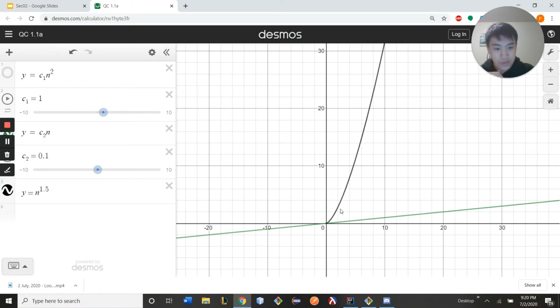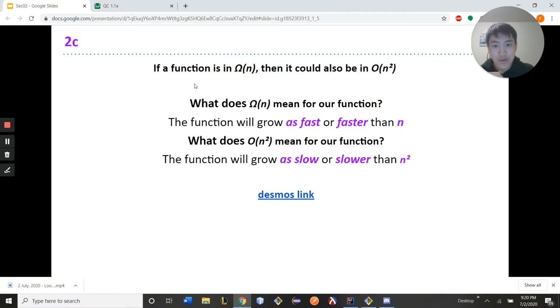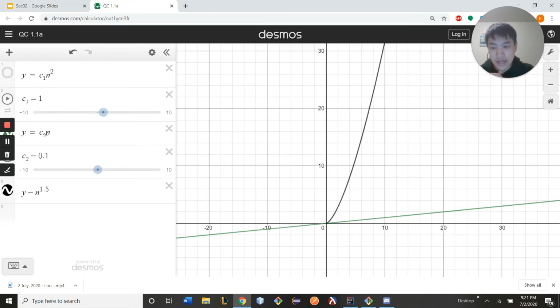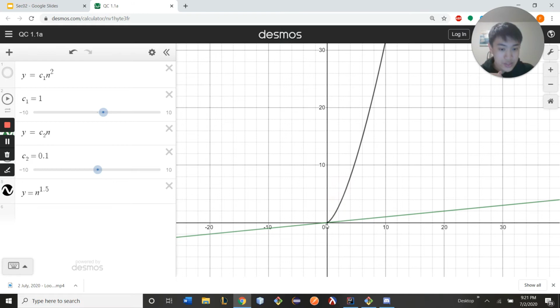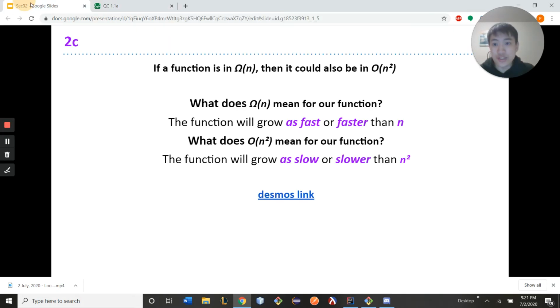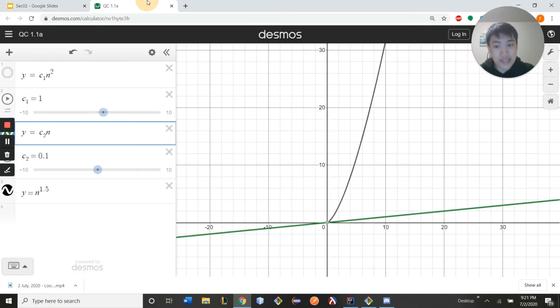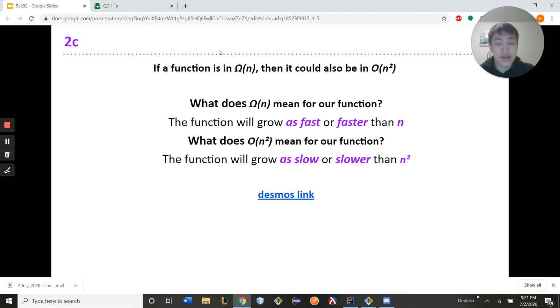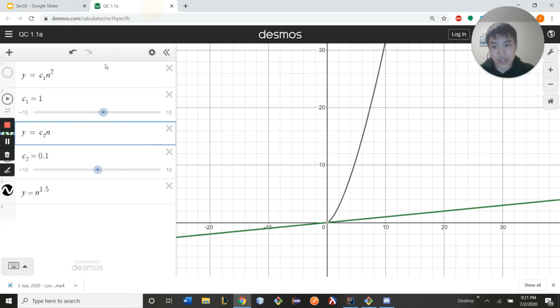I equal n to the power of 1. And notice here that this is in big omega of n. So I pick a constant, which in this case I choose as 0 and 1. And you'll notice after that, my function is all bounded by this green function, which is a multiple of n, right? So that means that y equals n to the power of 1.5 is in omega of n. You just have to prove the other way around.